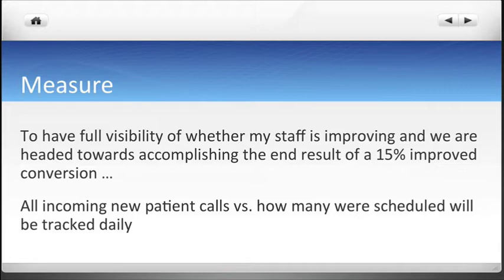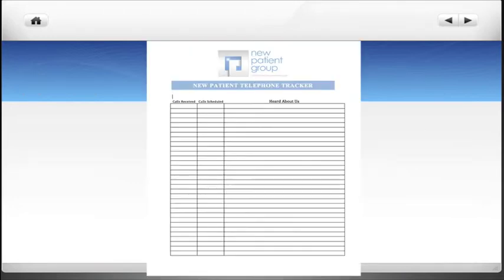You have to have full visibility of whether or not your staff is improving, whether or not they are headed towards the end result that you defined of improving conversion 15%. You have to have full visibility of that. And the way you would do that with that one is ensuring that your front desk is tracking all new patient calls versus how many were scheduled on a daily basis. That has to happen, but it has to happen through a multitude of methods.